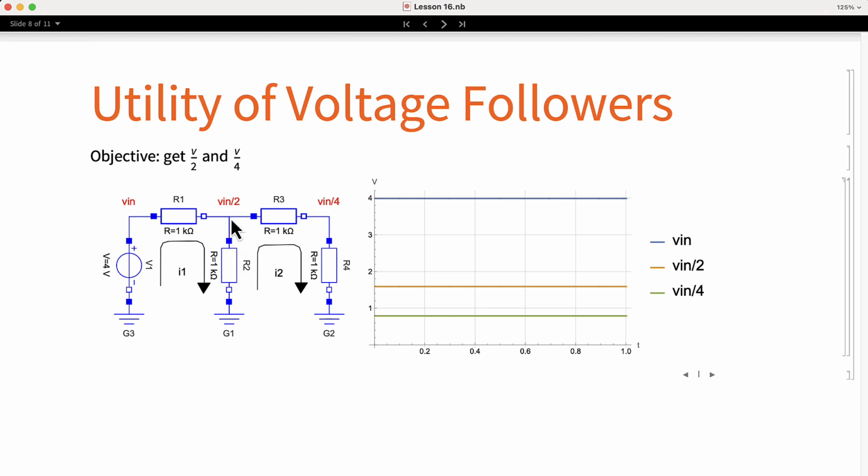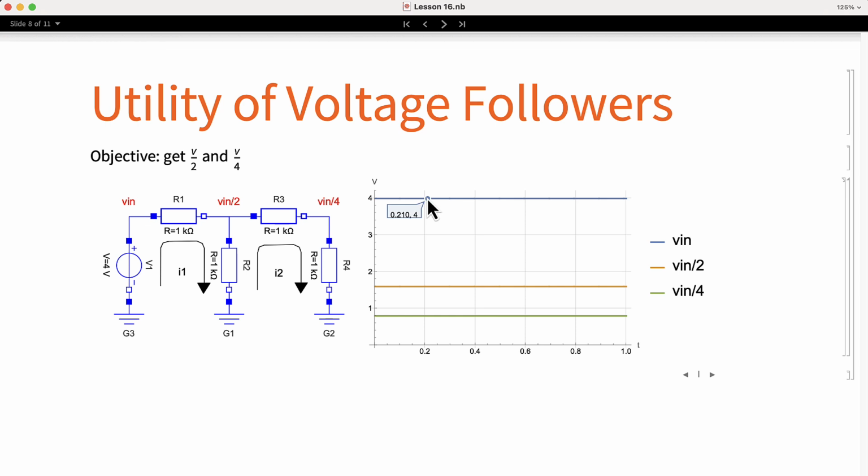After that voltage divider, we connect a second one, formed by resistors R3 and R4, in order to reduce the voltage by half. Therefore, we obtain a quarter of V. If you have been paying attention to the lessons, you may have already spotted the problem with this circuit. Let's simulate it to get the results.